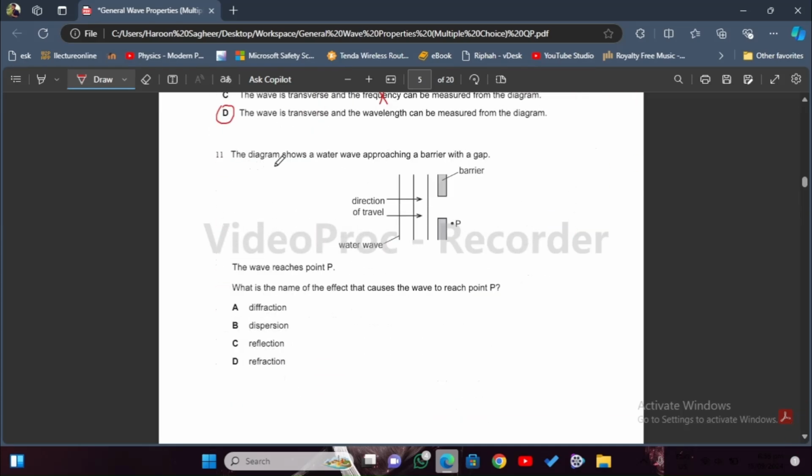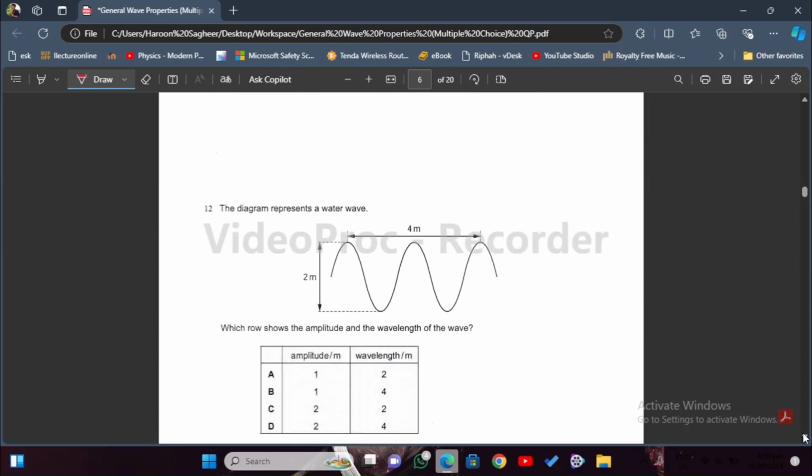Right, in question number 11, we are shown a diagram. All of these waves are heading toward this barrier. Now after crossing this barrier, they will spread and they will approach this point P. I've told you in question number 1 that when waves, water waves or any waves, curve around a barrier, this option A is correct. Diffraction, this is the process that is going to happen.